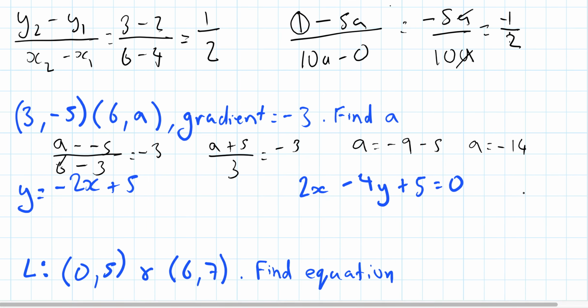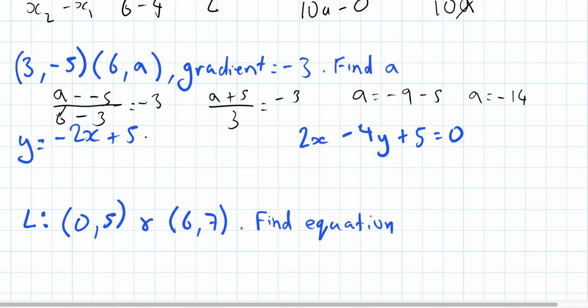Okay, next up, we've got equations and working out the gradient now. So our gradient here, I'm just going to write m equals minus 2. Remember a straight line graph, y equals mx plus c, where m is your gradient and c is the y-intercept. So even if we're given an equation like this, we're just going to rearrange it into this form here, y equals mx plus c.